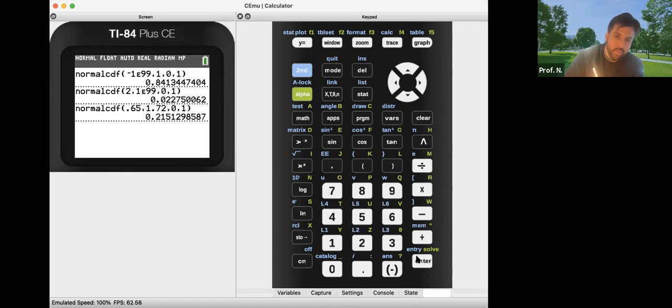I get 0.2151298587. So of course, this is a bit more precise. Any questions about this?